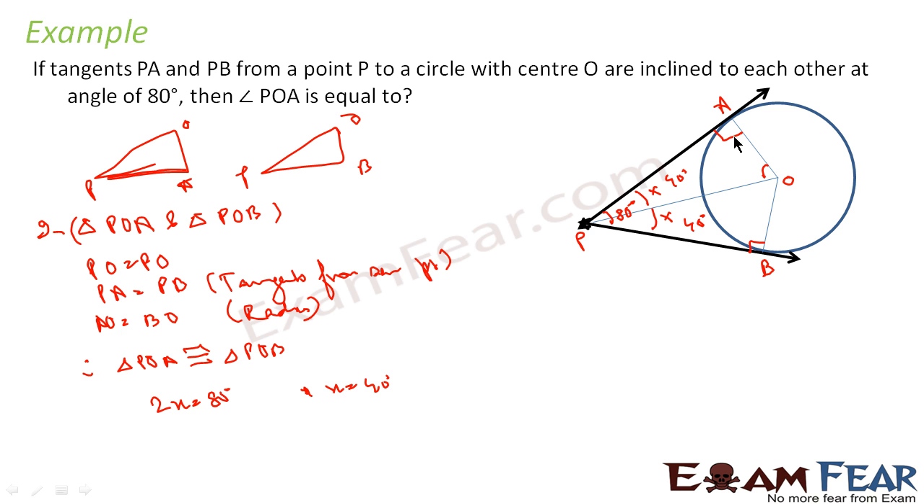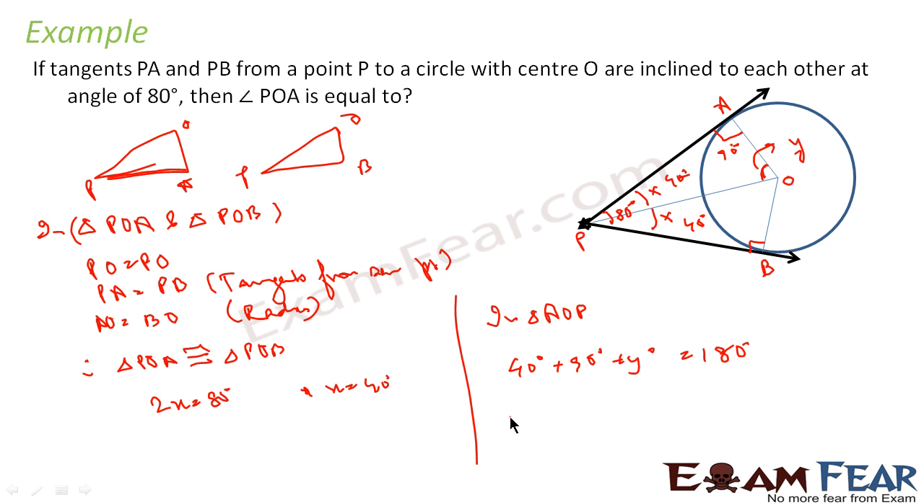So now I have this angle 90 degree. This is 40 degree. I can find this angle in triangle AOP. In triangle AOP, sum of the angles is 180. So let's assume this angle is y degree. So 40 degree plus 90 degree plus y degree is equal to 180 degree. Why? 90, 40, y, three angles.